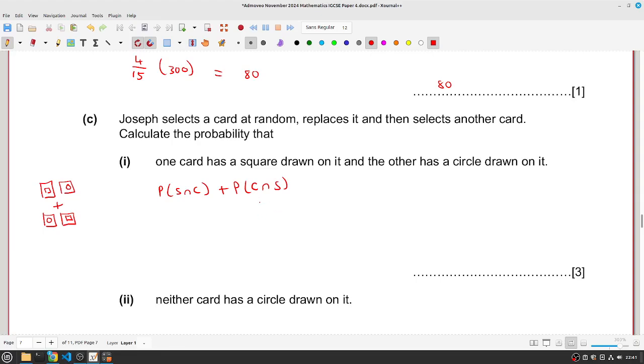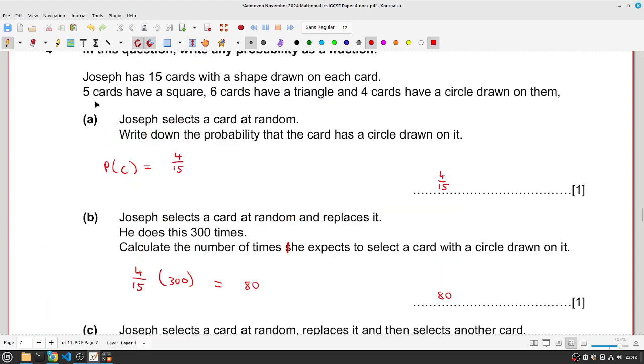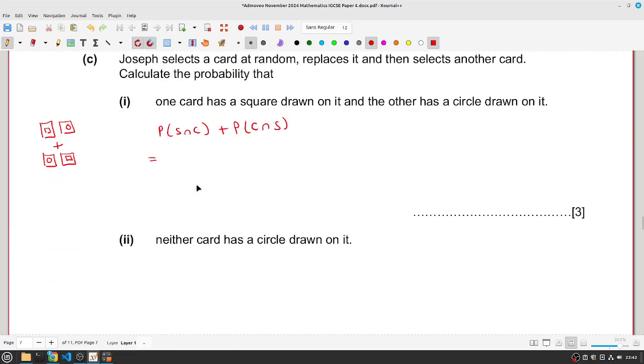Those are the probabilities that one card has a circle and one has a square, because they don't tell us if it's a first or second. We have to account for both. So, probability of getting a square on the first draw. How many squares do we have? 5. And then 4 circles. So 5 out of 15. The first one is a square. Then he replaces the card, so all the cards are there again. So the next one, the probability of getting a circle, is 4 circles out of the 15 cards.